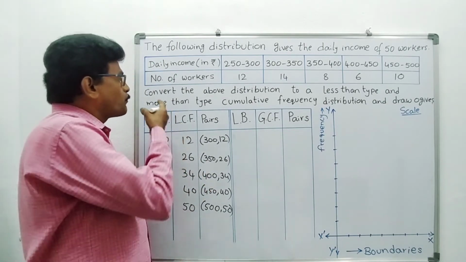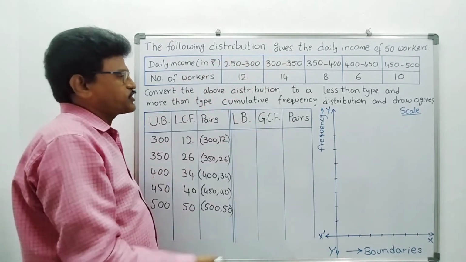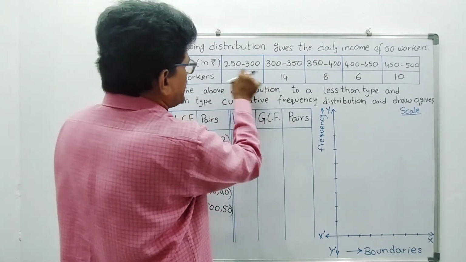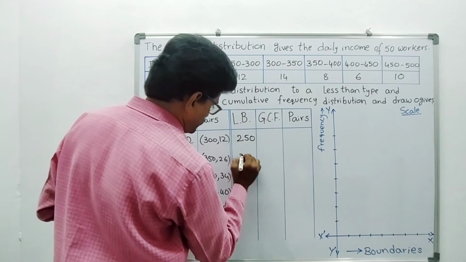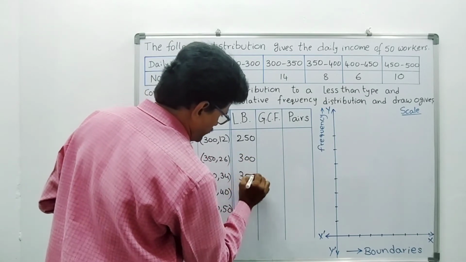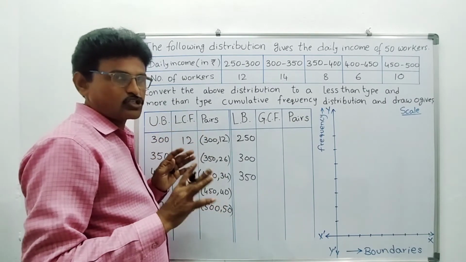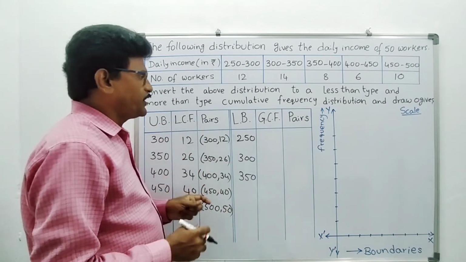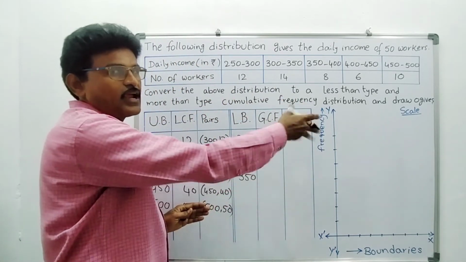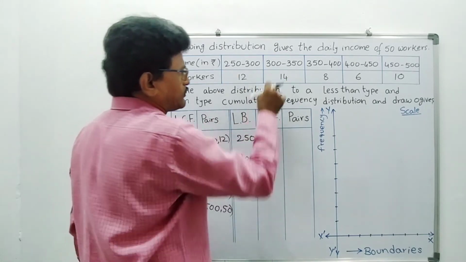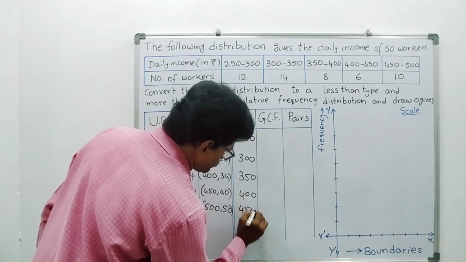Now, for the more than cumulative frequency, what you have to do? Here, lower boundaries you are taking. What are lower boundaries? Here, 250 is the lower boundary, right? Next lower boundary, 300, then 350. Suppose they ask to plot the more than cumulative frequency distribution curve, simply you have to write this much: lower boundaries, greater than cumulative frequency and pairs. So 250, 300, 350, 400 and 450, right?